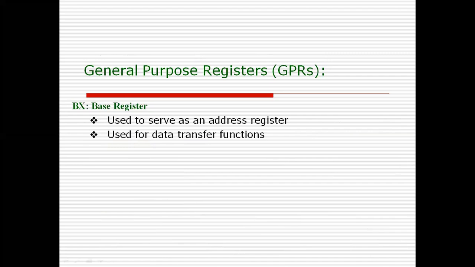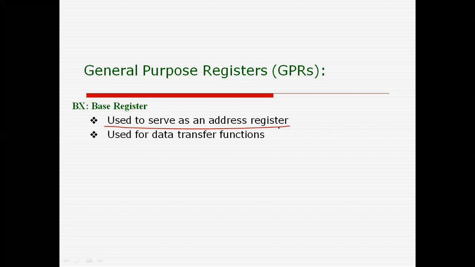Okay, and the second register is the base register, BX. When I say BX, it is a 16-bit register, which in turn consists of two 8-bit registers BH and BL, because BH and BL together are used as a BX register. Therefore the BX in turn consists of two 8-bit registers BH and BL, higher byte and lower byte. And what is the main purpose of this base register here? The base register BX is used to serve as an address register here.